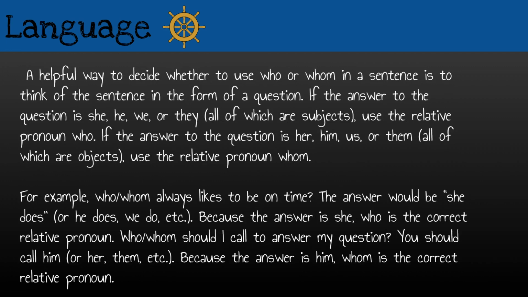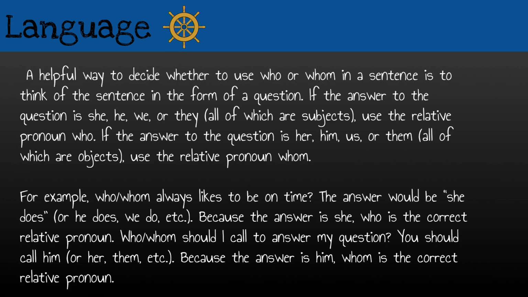A helpful way to decide whether to use who or whom in a sentence is to think of the sentence in the form of a question. If the answer to the question is she, he, we, or they, all of which are subjects, use the relative pronoun who. If the answer to the question is her, him, us, or them, all of which are objects, use the relative pronoun whom. For example, who or whom always likes to be on time? The answer would be she does, or he does, we do, etc.